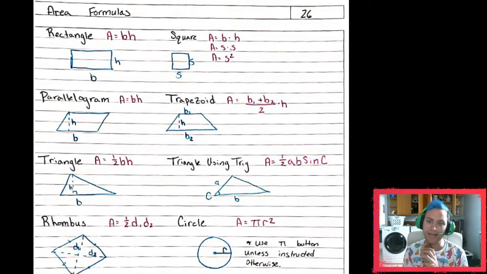It might say leave it in terms of pi, which is where we don't actually multiply by pi, or we'll find the exact answer. You don't multiply by pi. So just make sure you're mindful of that. The other two that are a little bit strange is you have the triangle using trig.